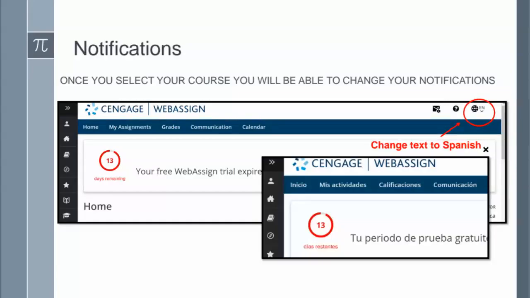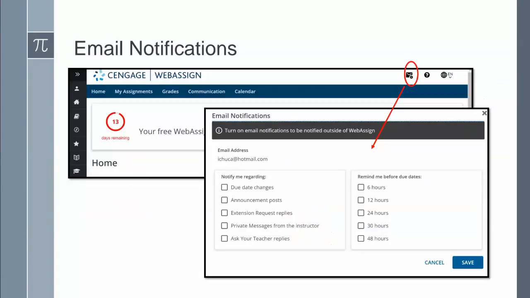All right, so again, this is an example of what it would look like to do that. As the example, if I change it to Spanish, it's going to say "tu periodo de prueba" and blah blah blah, right? So it just changes all the instructions into Spanish.